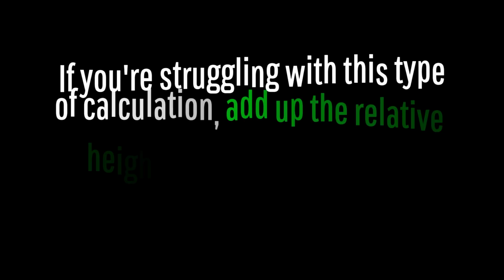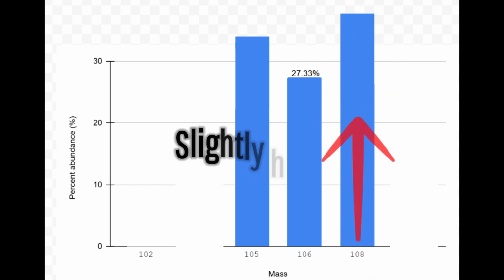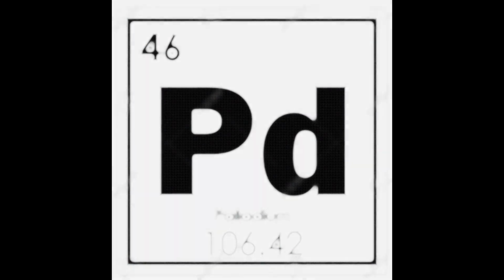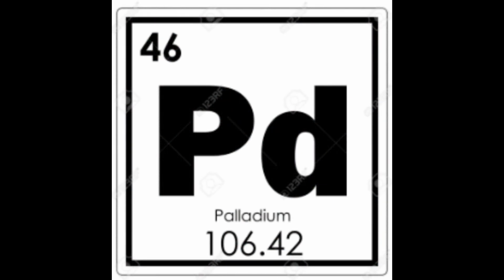If you're struggling with this type of calculation, add up the relative heights of the peaks around it. The combined heights of the peaks for isotopes heavier than 106 is slightly higher than the combined heights of the peaks below 106. So the average atomic mass of palladium is going to be slightly higher than 106. And if you look at the periodic table, the average mass of palladium is 106.42 grams.